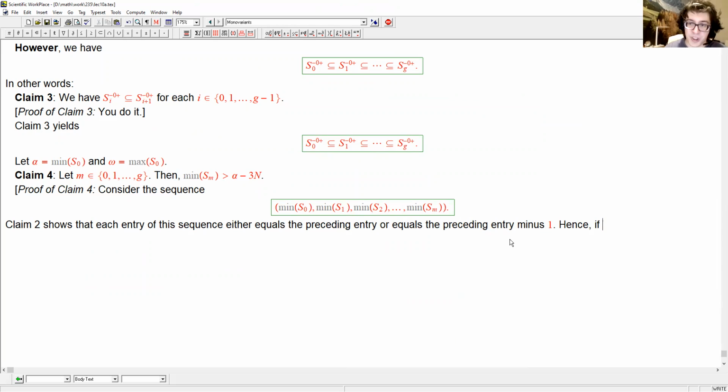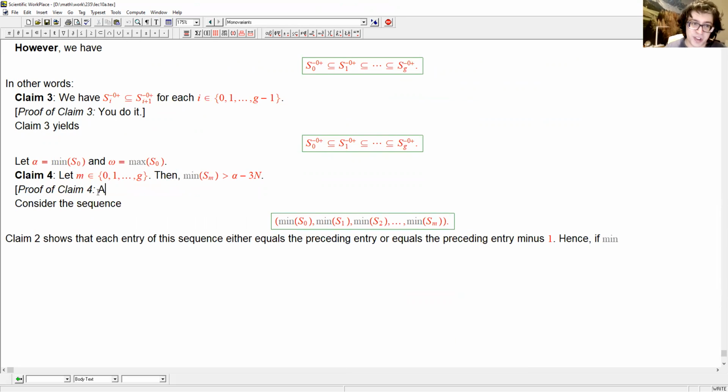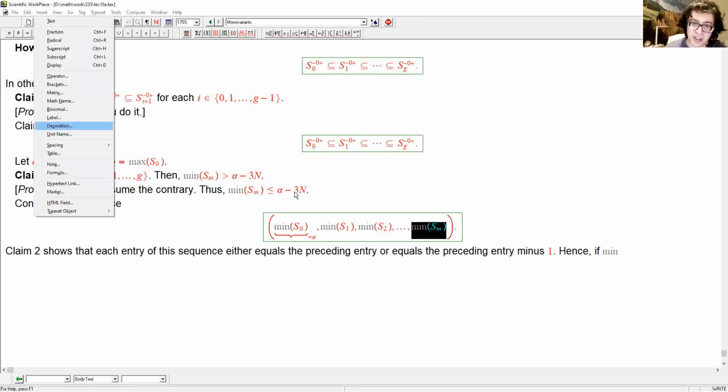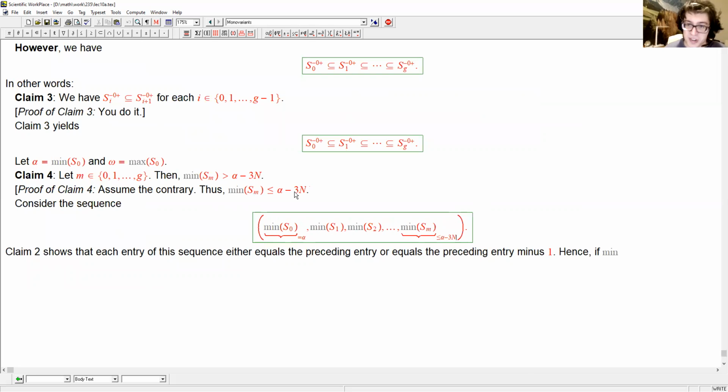Okay, let me word this as a proof by contradiction. So we assume the contrary, so this minimum is less than or equal to alpha minus 3n. And now if I look at the sequence, its first entry is alpha, and its last entry, as we just have seen, is at most alpha minus 3n.